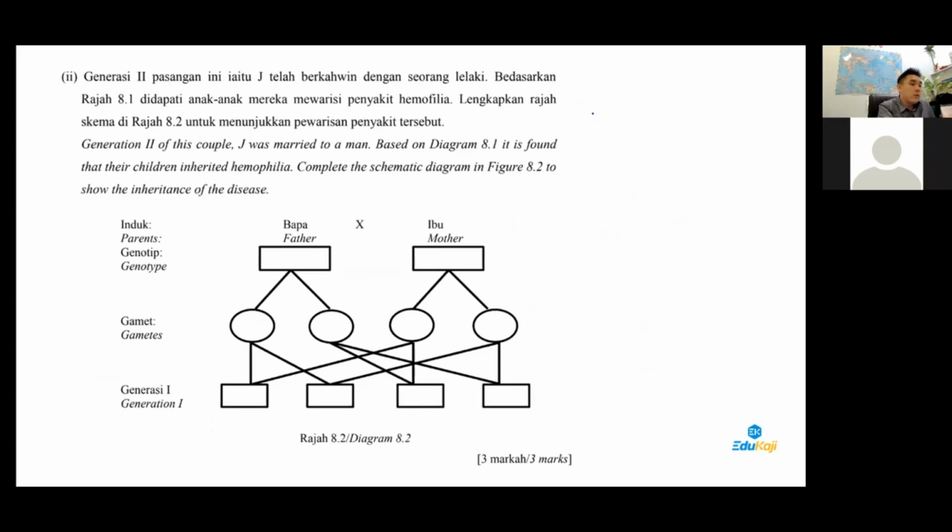Okay, so father X big H Y, mother carrier X big H X small h, X big H Y. So this one is X big H X big H. Second one X big H X small h, X big H Y, X small h Y. So guys, like this you should get full marks.